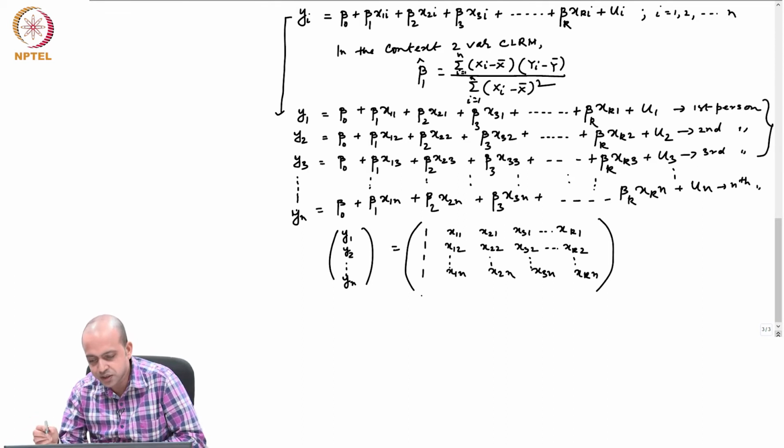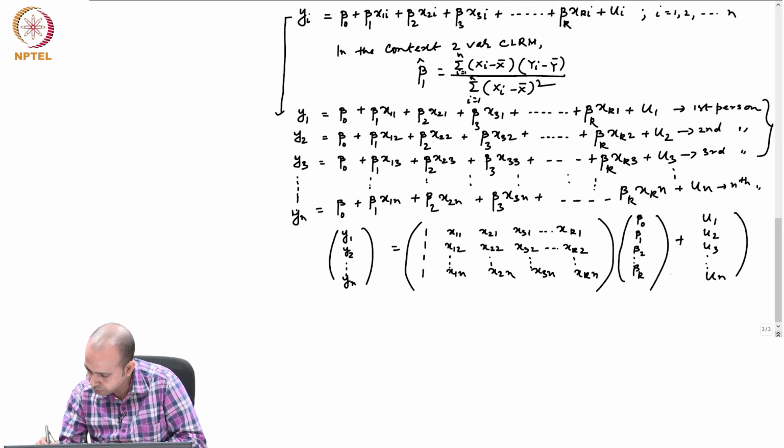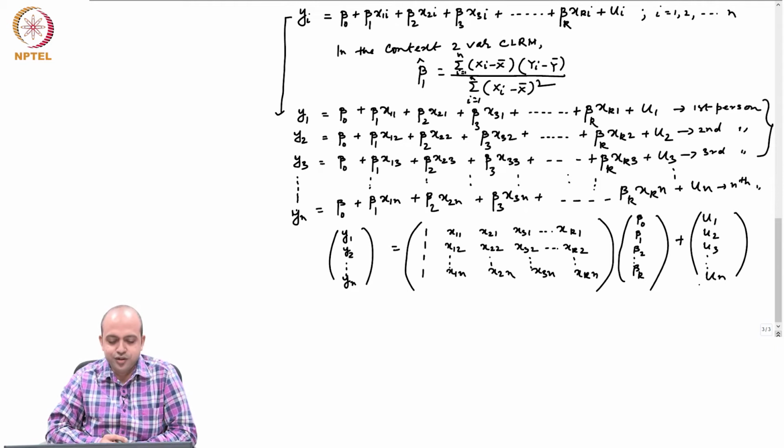This is your X matrix, and that should be multiplied with your beta 0, beta 1, beta 2, dot dot dot beta k, plus u1, u2, u3, dot dot dot un. This is how we can write it. Now, we have to think about the dimensions of these matrices.